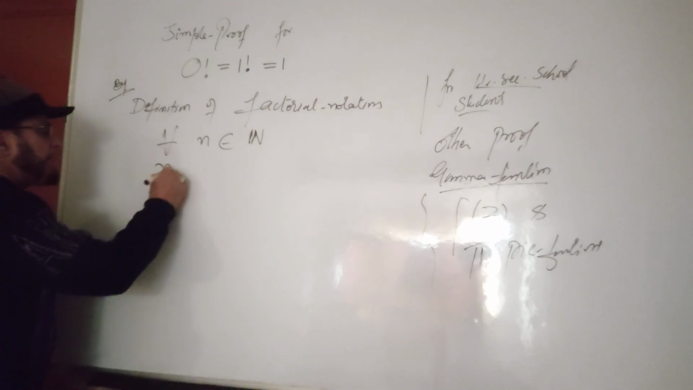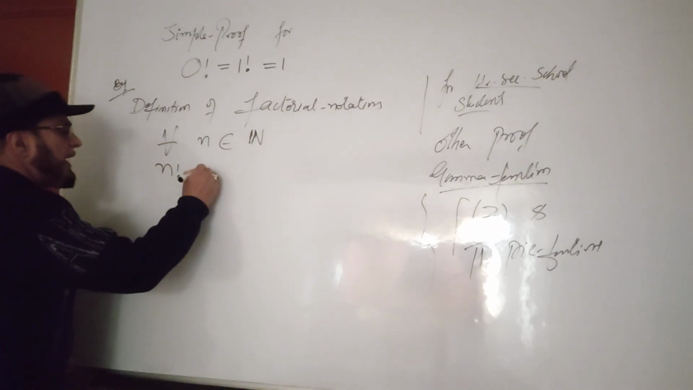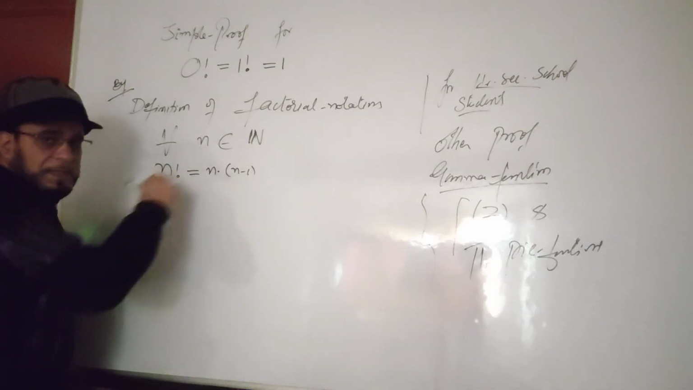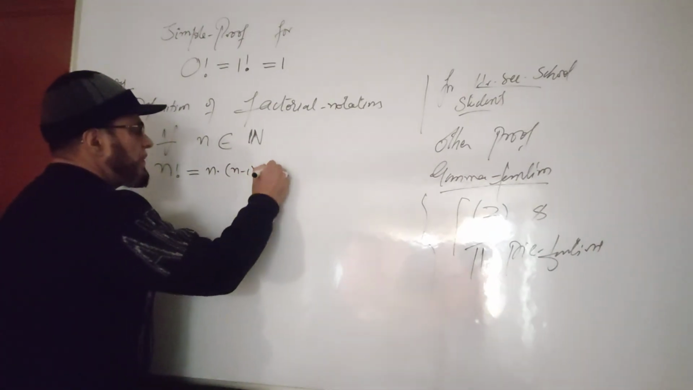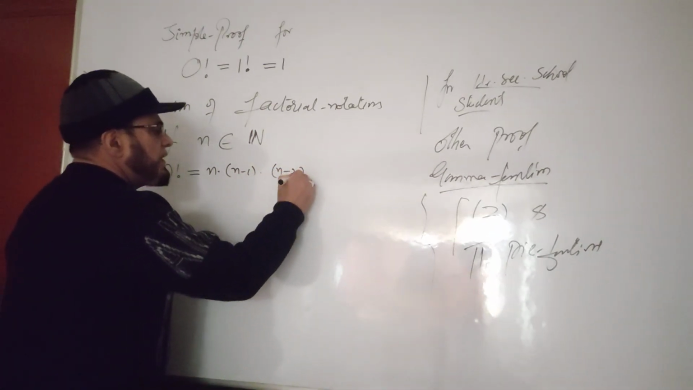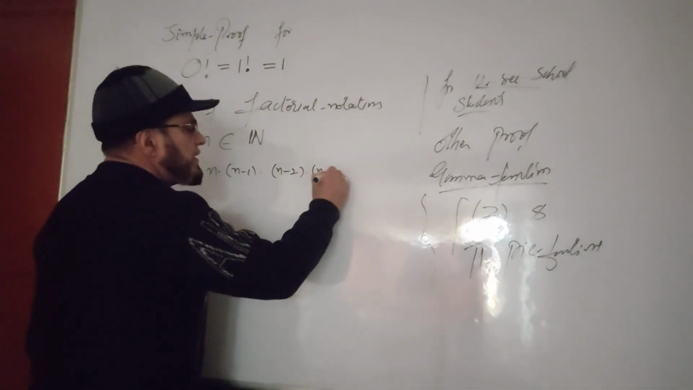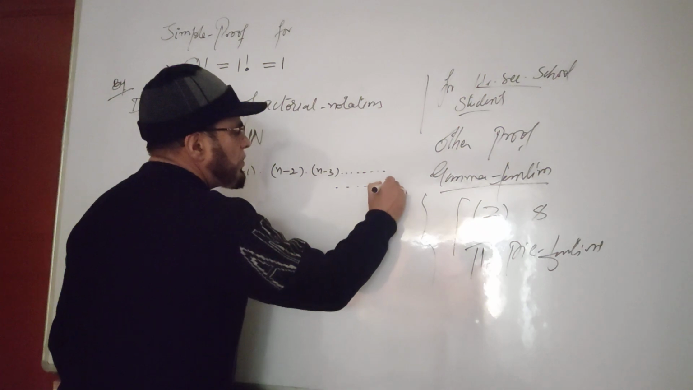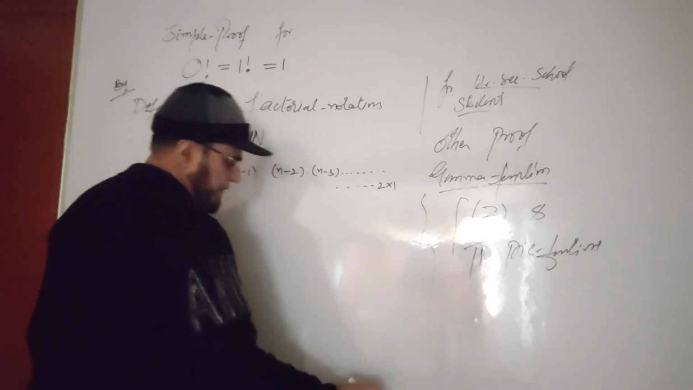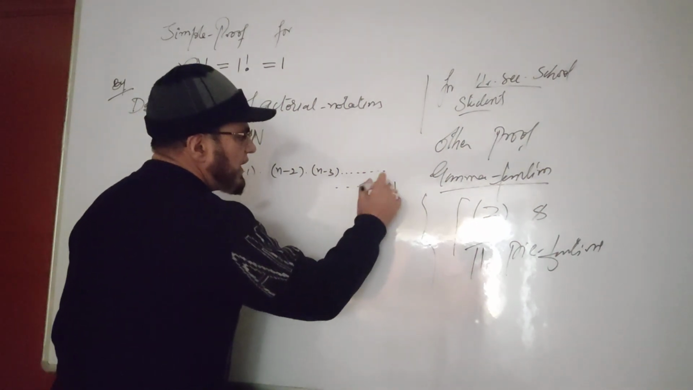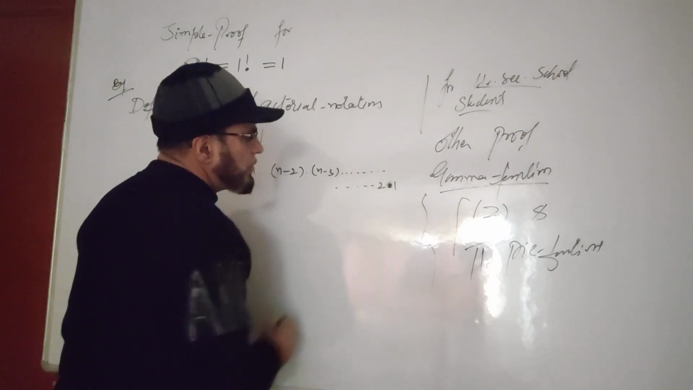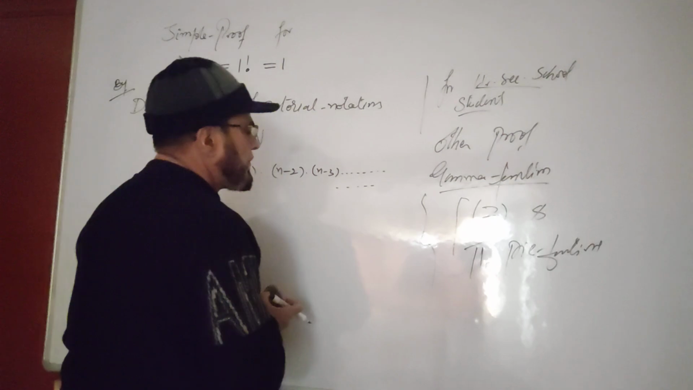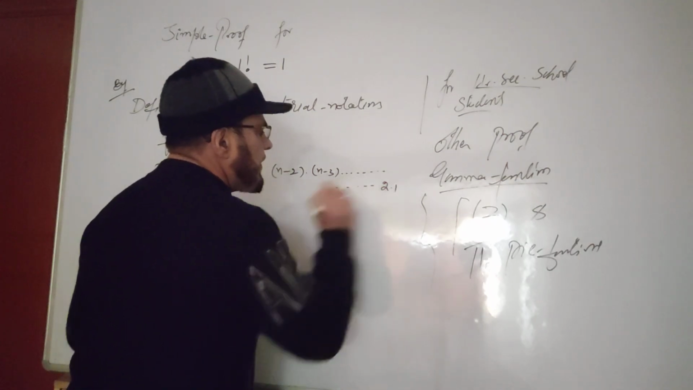We write by definition, n factorial is n into n minus 1, this is a product, into n minus 2 into n minus 3, that is, it goes decreasing. Last but one, 2 into 1, last one.